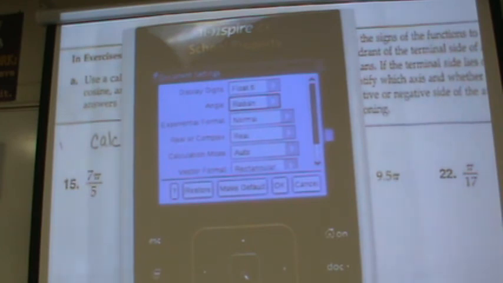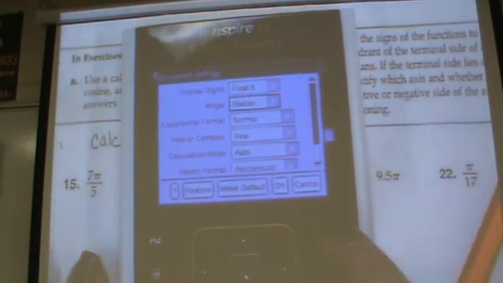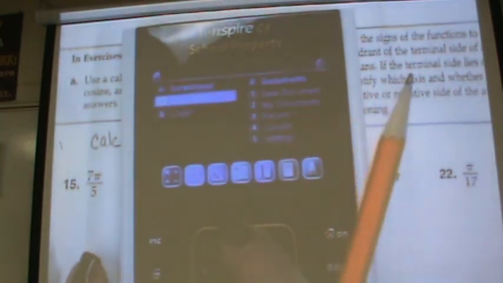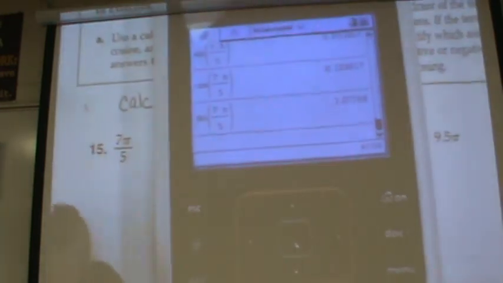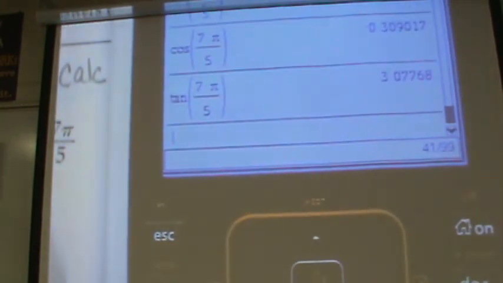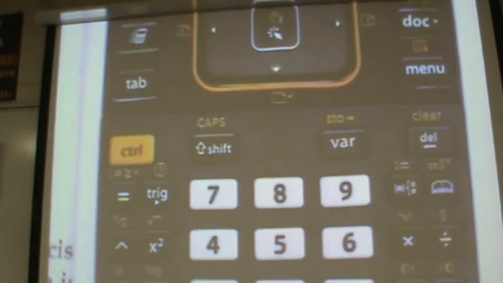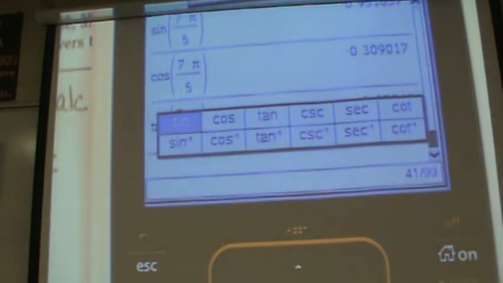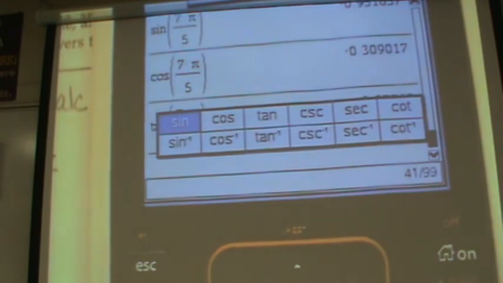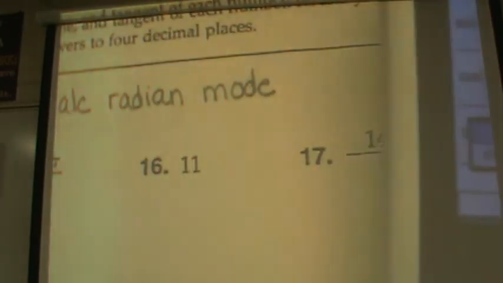Questions? All right, now these are super easy. How fast can your finger type these? So go to calculate. I want your answers, just give me 2 decimal places. So all you do is type in trig, and you're going to see sine, cosine, tangent. They want you to find the sine, the cosine, and the tangent of each number.